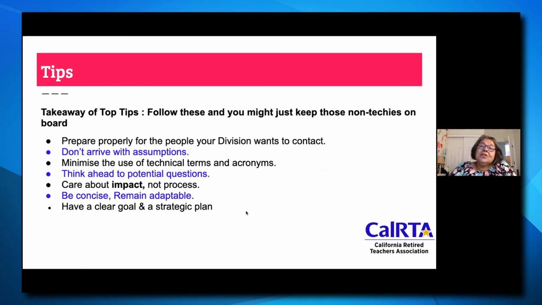So follow these, and you might just keep those non-techies on board, because the division that started this whole discussion, the person said, should I really belong to CalRTA if you're not doing things or sending information that is relevant to me? So prepare properly for the people your division wants to contact.